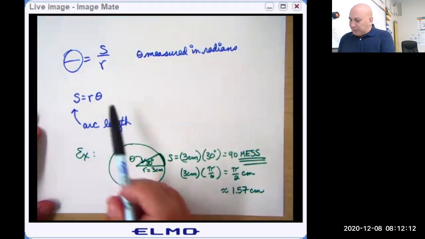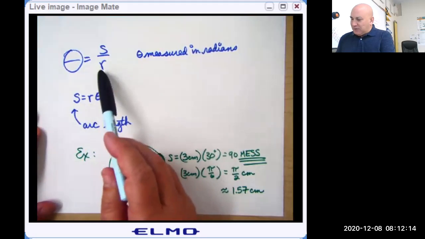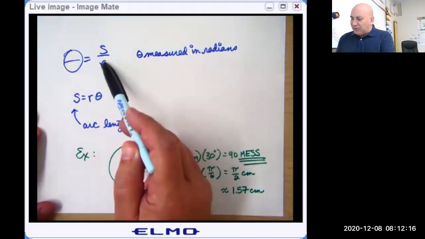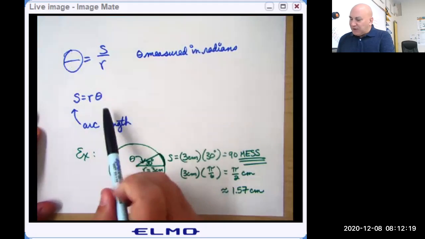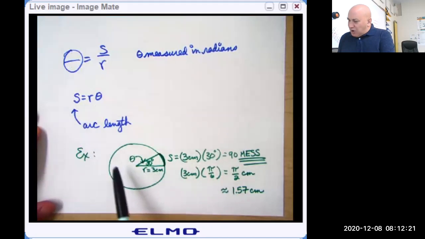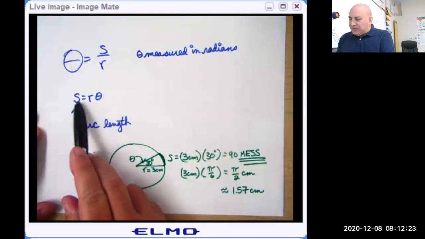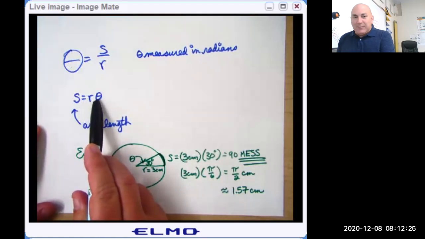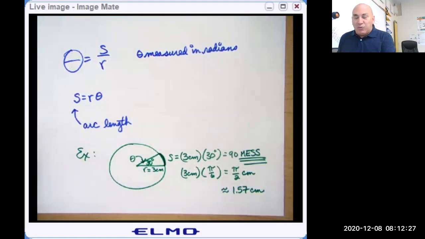So if theta, the angle, equals S over R, multiply both sides by R. This is a formula. Arc length equals the radius times the angle in radians.